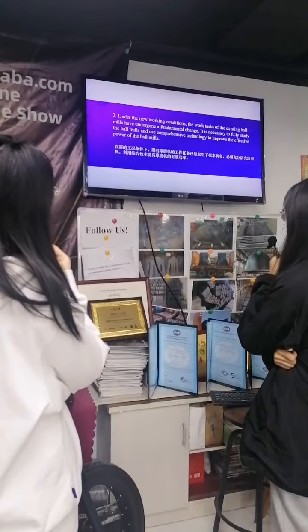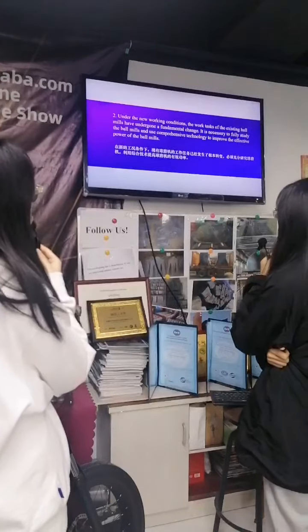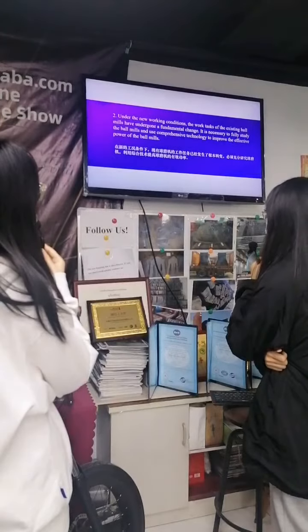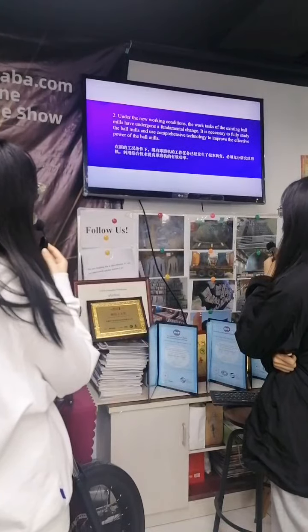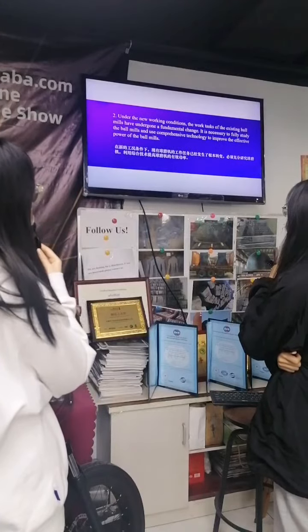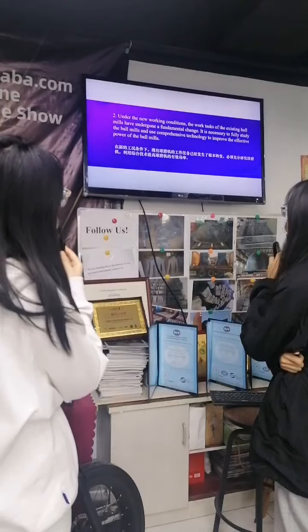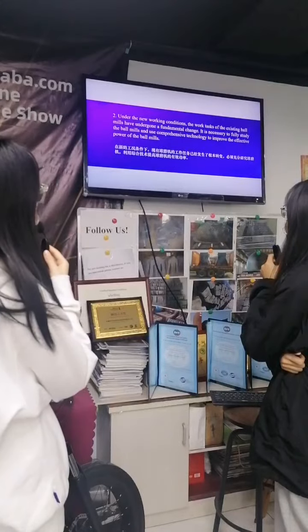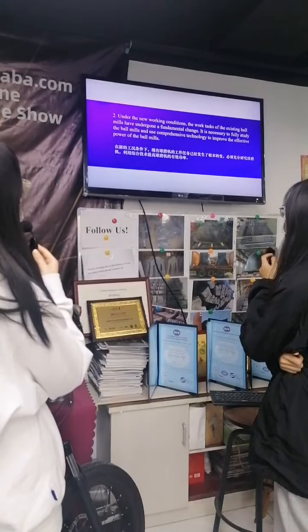Number 2. Under the new working conditions, the work tasks of the grinding media have undergone a fundamental change. It is necessary to fully study the grinding media and use comprehensive knowledge to improve their effective power.